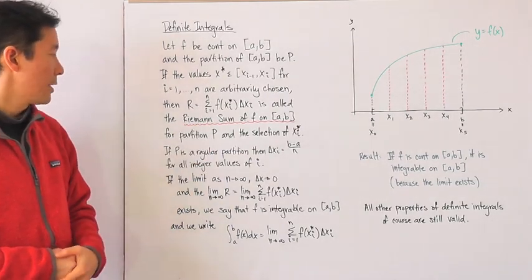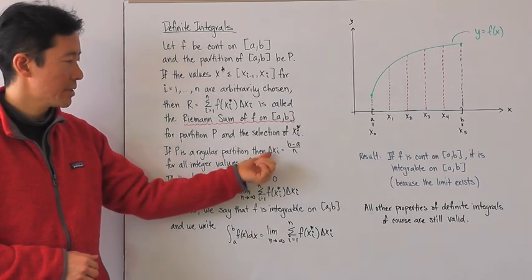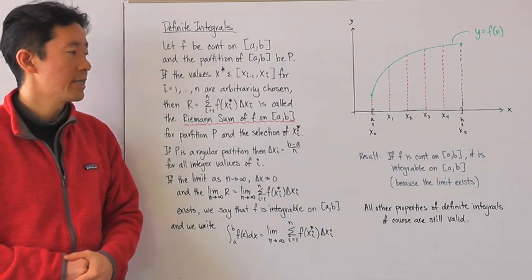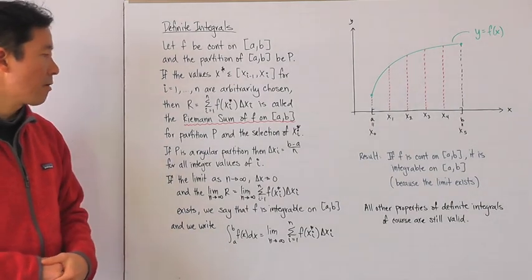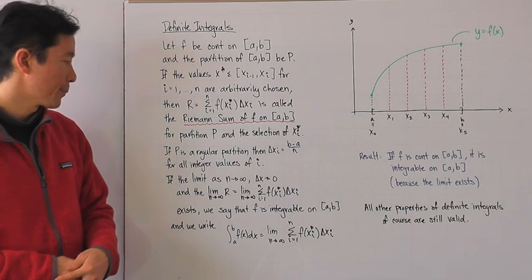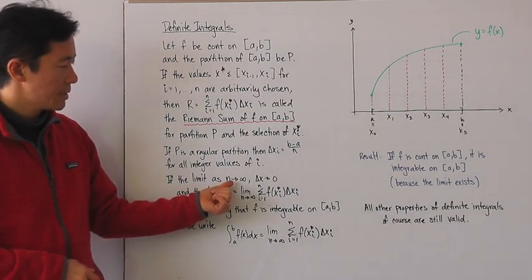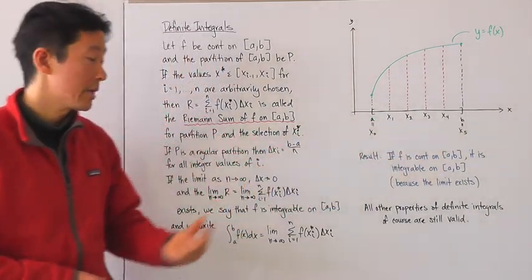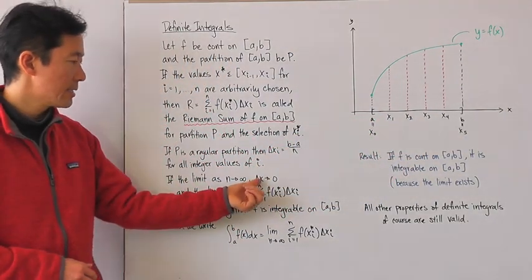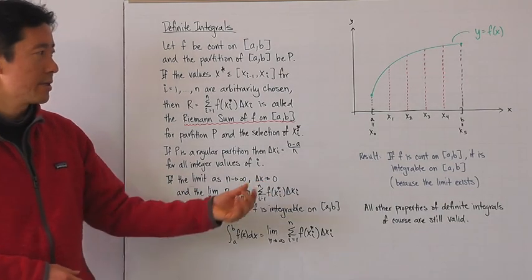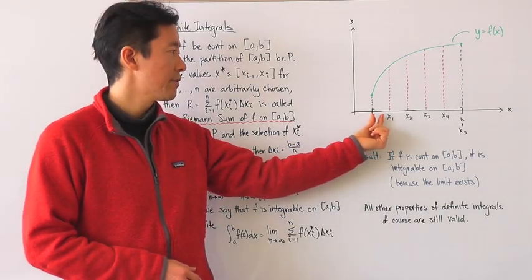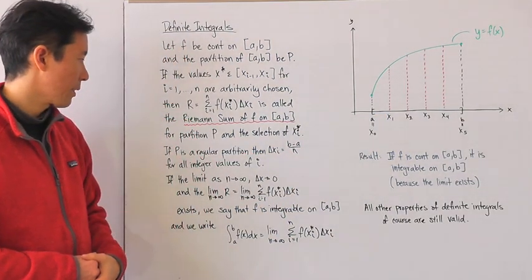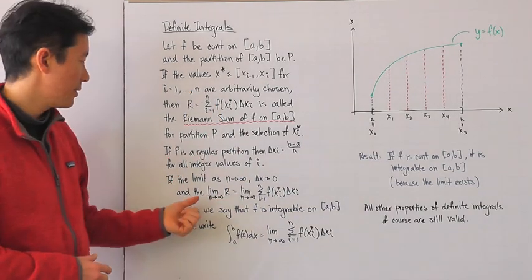Now, if P is a regular partition, then of course delta x_i is going to be (b minus a) over n, as in this case over here, where n is equal to 5 for all integer values of i. Now, consider the limit as n approaches infinity. In other words, the number of partitions becomes infinite, and delta x also goes to 0. So we're increasing the number of partitions, and therefore each one of the partition lengths is going to 0.